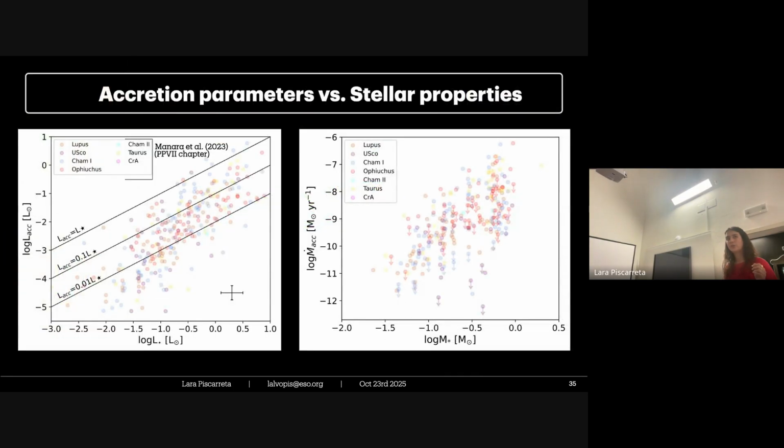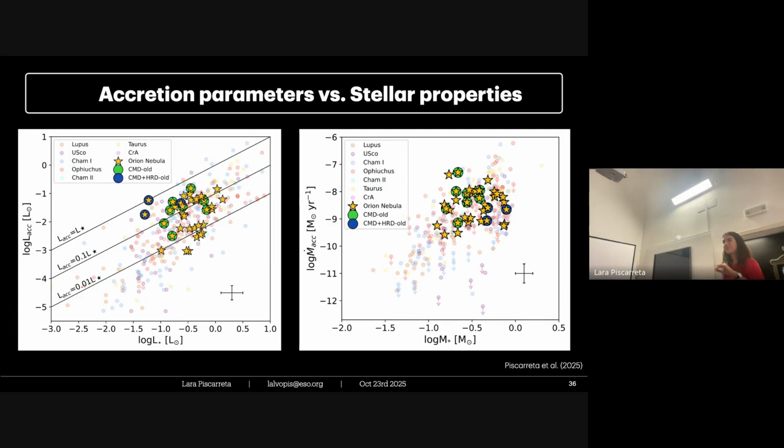So if we go back to these plots here, this is the same that I was showing you, but we also have a correlation between accretion luminosity as a function of stellar luminosity. And this is all the measurements performed in the literature. And then if we add the Orion Nebula, this is what we see. So this is interesting because it seems that despite the higher stellar density and also the higher radiation coming from nearby OB stars, our measurements populate the same parameter space in both of these plots. And this is the first time that such measurements have been performed in more distant and more representative environments.